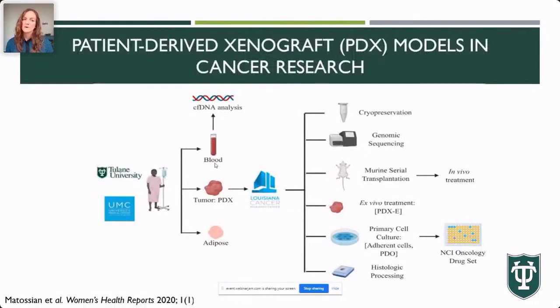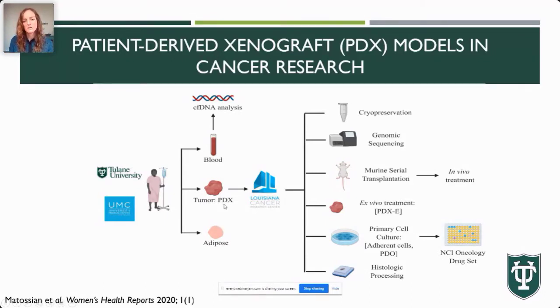Now, our group uses this highly translatable tool of patient-derived xenograft models, which has transformed the field of breast cancer research and discovery of drugs. So our workflow is as follows. We work closely with surrounding hospitals in the greater New Orleans area. We acquire patient tissue after consenting, of course.